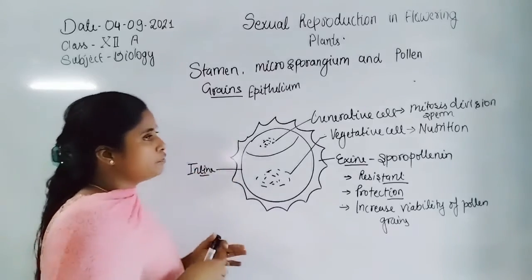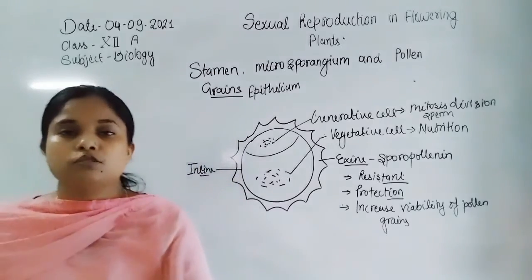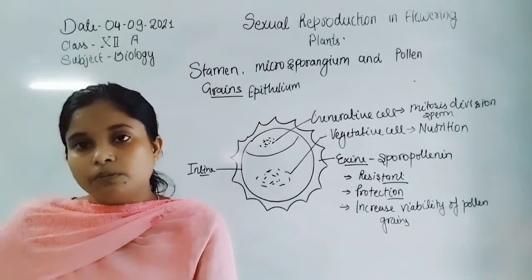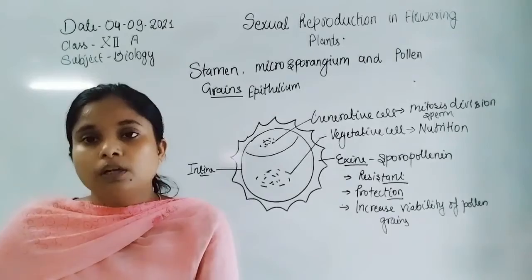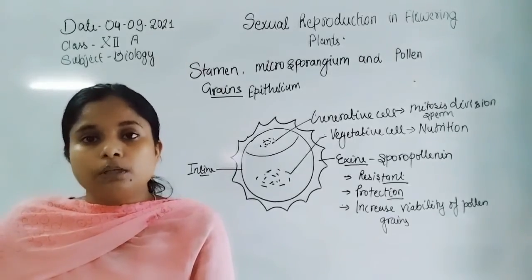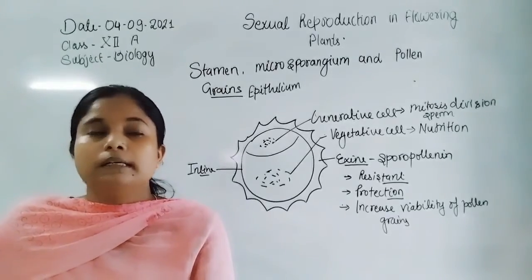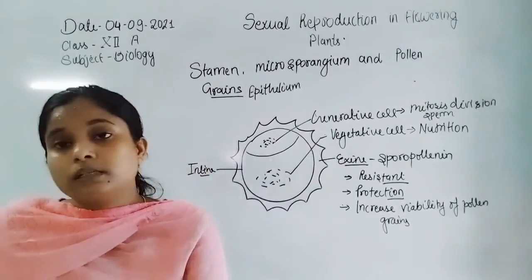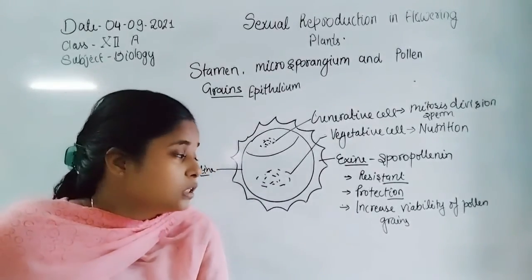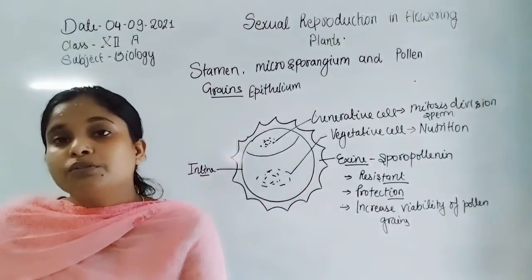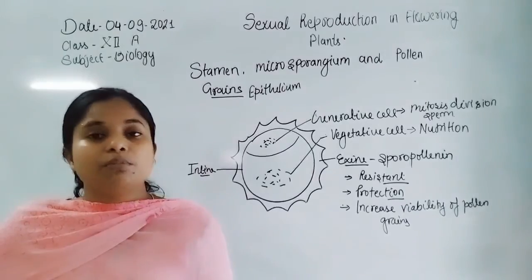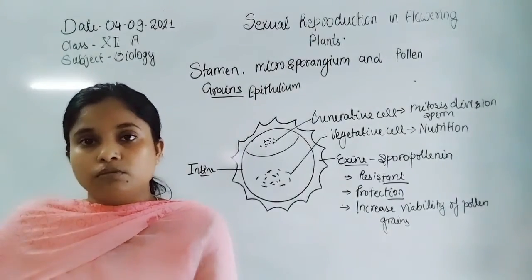But in about 60% of angiosperms, the formation of sperm takes place in the pollen tube, and in the remaining 30 to 40%, the three-celled stage occurs, with sperm formation taking place before the dehiscence. So overall, these are some important points.